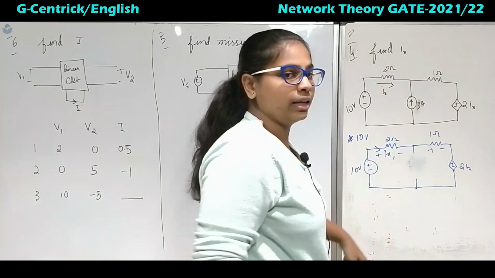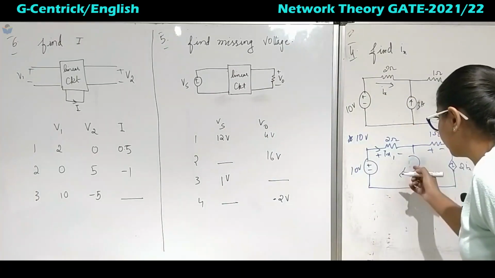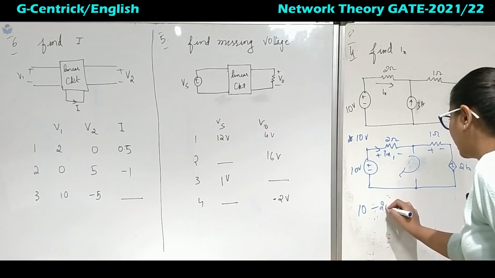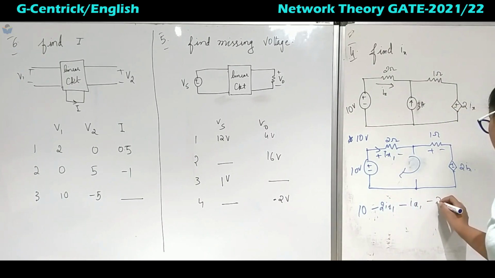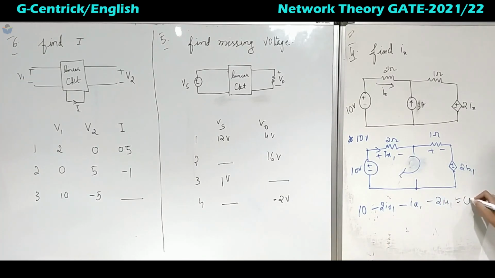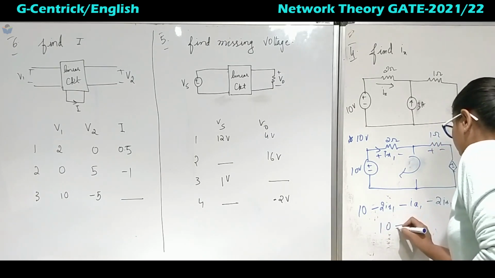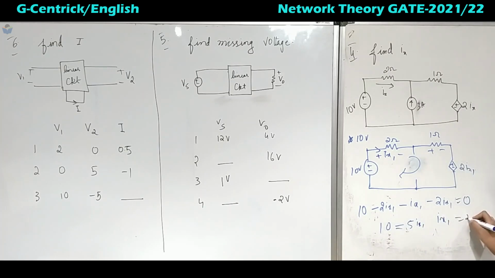So I can apply KVL in this one. So when applying KVL, what you will get if it is in this direction? 10 volt minus 2Ix1 minus Ix1 minus 2, this is also Ix1 will be equal to 0. So this is 10 minus 2, 4, 5. If you take it that side, it will be Ix1 will be equal to 2 amperes. Okay, so this was one thing.